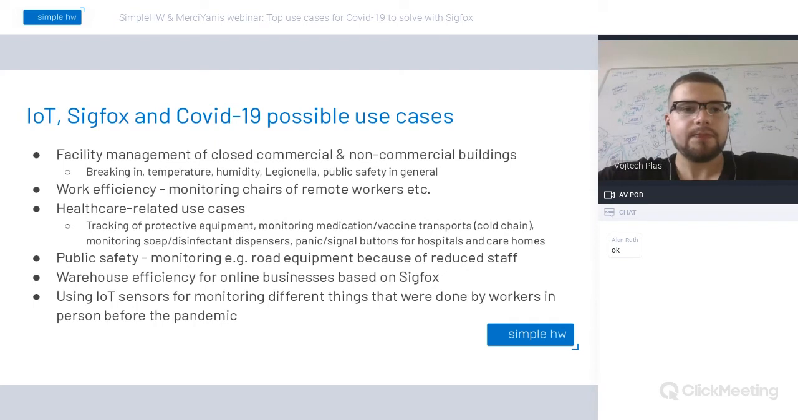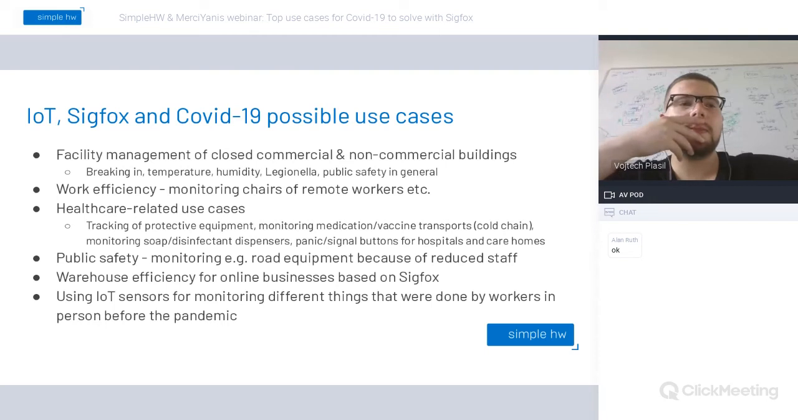And of course, this is based upon the fact that most people stayed home during the pandemic, and the buildings were left abandoned. So instead of somebody going to take care of the place and watching it and having to be in there, IoT can be used to monitor the building remotely, and even save money, save time, etc.